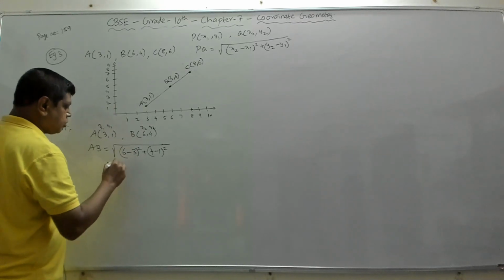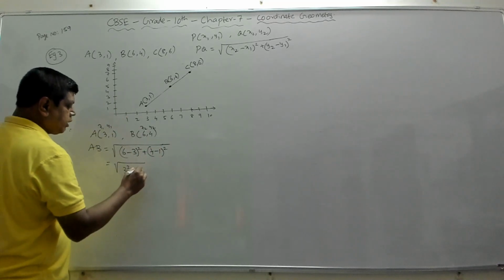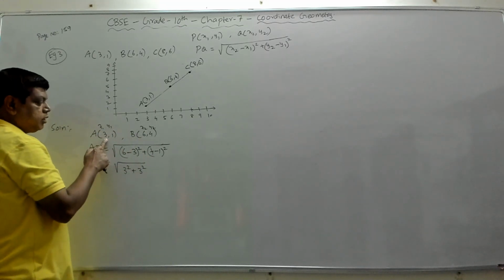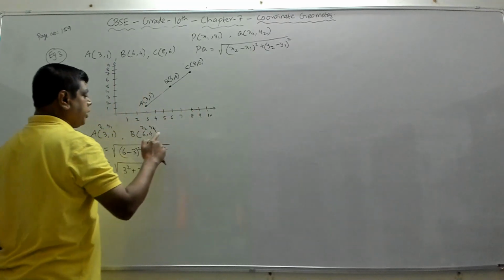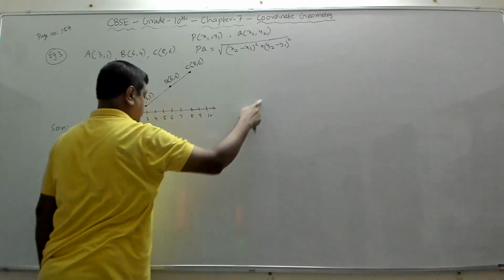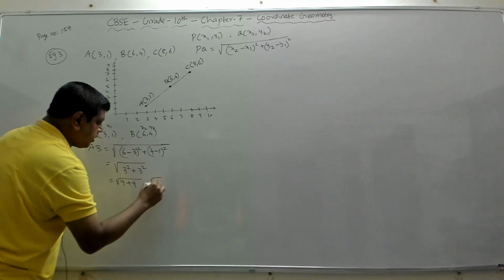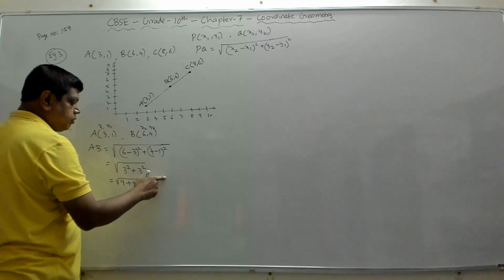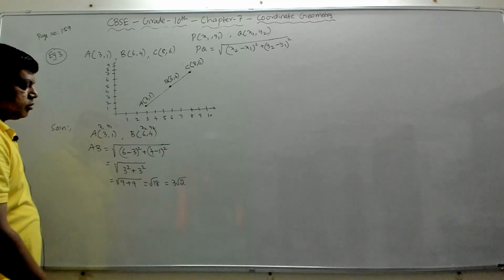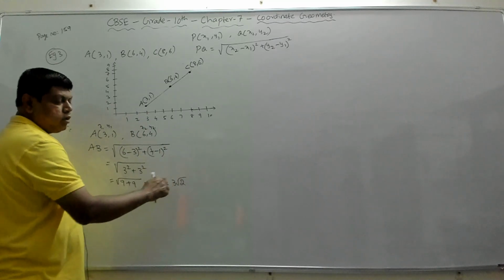So that is equal to the square root of (6 minus 3) which is 3 squared, plus (4 minus 1) which is also 3 squared. So we are applying the distance formula. So you get the square root of 9 plus 9, which is the square root of 18. We can write the square root of 18 as 3 root 2, because 18 can be written as 9 times 2 and the square root of 9 is 3. So it will come out of the square root and you get root 2.